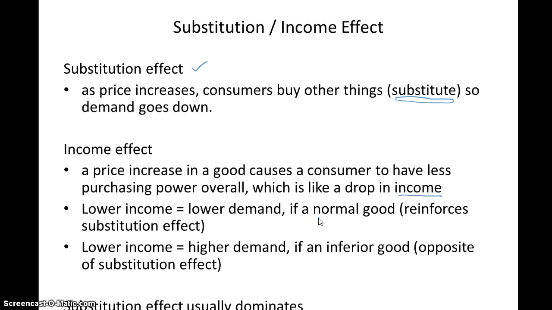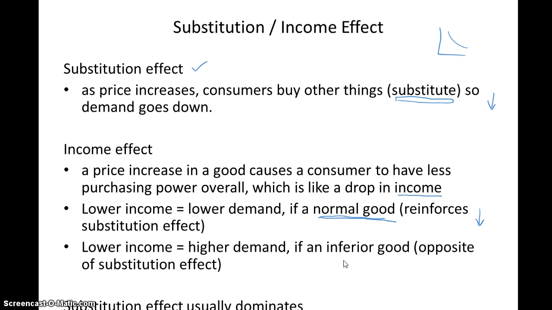So remember what a normal good is. A normal good means I want more of it the more money I make, and I want less of it the less money I make. So if it's a normal good, this income effect means it's going to drop my demand for the good because price went up. I feel poorer, so I'm going to demand less of a normal good. And you can see that actually goes in the same direction as the substitution effect. Most goods are normal, so most often those are just going to reinforce each other, and they both cause the demand curve to slope that way.